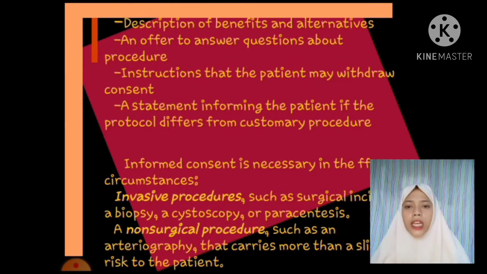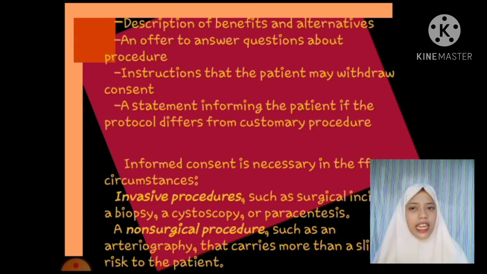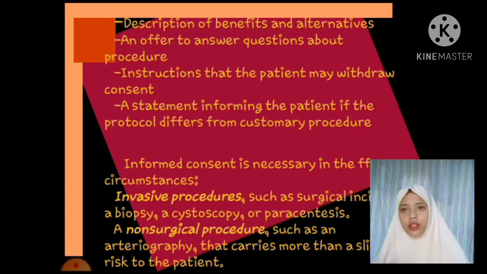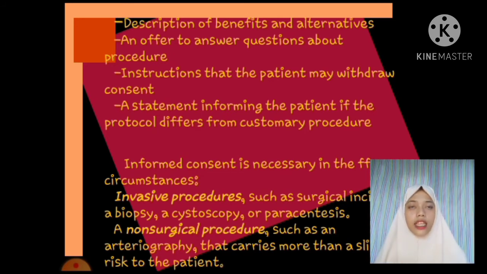So you need to describe any benefits, and describing benefits also promotes trust and confidence in the medical professionals. Next is an offer to answer questions about the procedure, and instructions that the patients may withdraw consent. So you need to give instructions to the patients on why informed consent is important. Also, a statement informing the patients if the protocol differs from customary procedures.